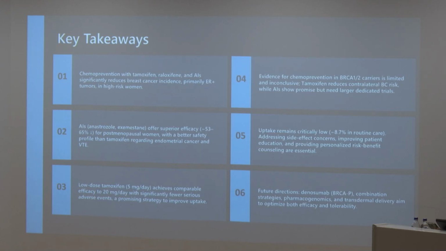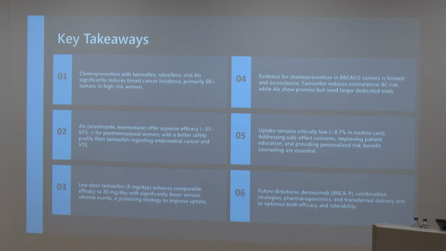So the key takeaways from my presentation: chemoprevention with tamoxifen, raloxifene, or AI significantly reduces breast cancer incidence, primarily in hormone-positive tumors in high-risk women. The AIs offer superior efficacy for postmenopausal women with a better safety profile. And low-dose tamoxifen achieves comparable efficacy to 20 milligrams of tamoxifen with a safer profile, with fewer adverse events, and is a promising strategy.